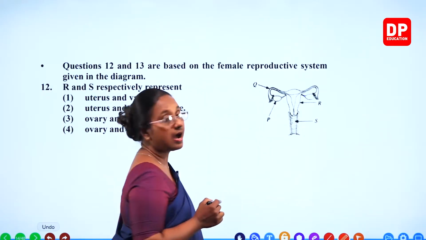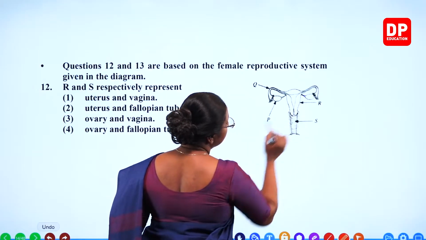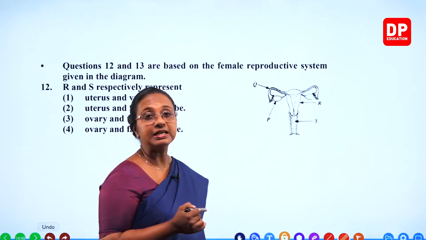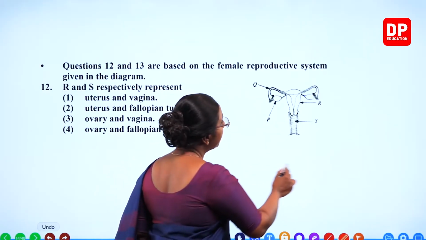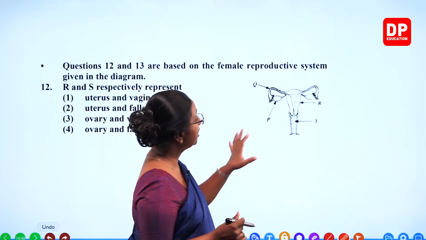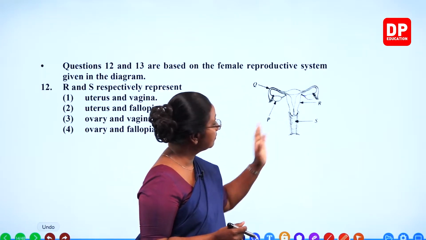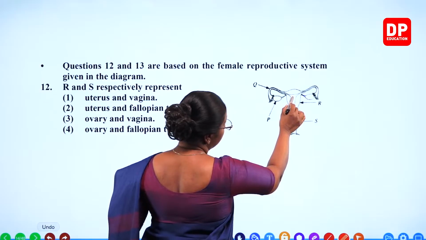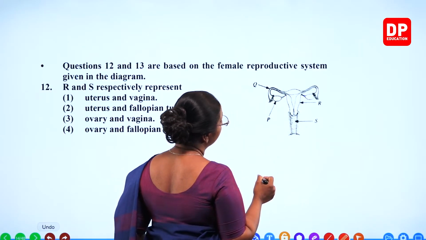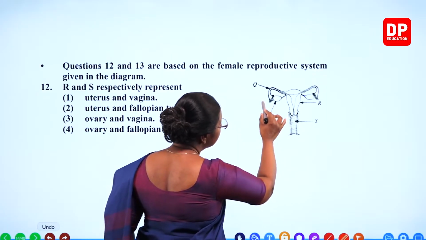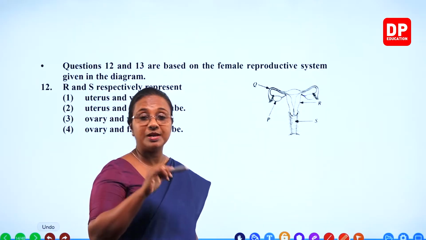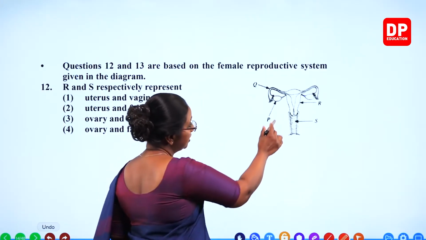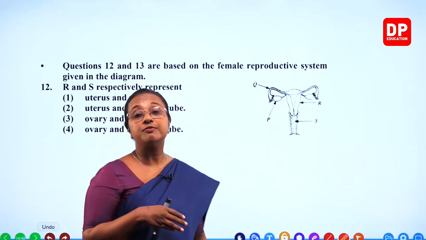The uterus is labeled as R. You can see the walls of the uterus also. Then this part labeled as S, you all know, is the vagina. Those are the parts labeled in this diagram, and you all know the functions also. Into the vagina the sperms are released, and the sperm travels through the uterus into the fallopian tube. At the same time, the ovum develops in the ovary. You all know the menstrual cycle. On the 14th day, the ovum is released into the body cavity.